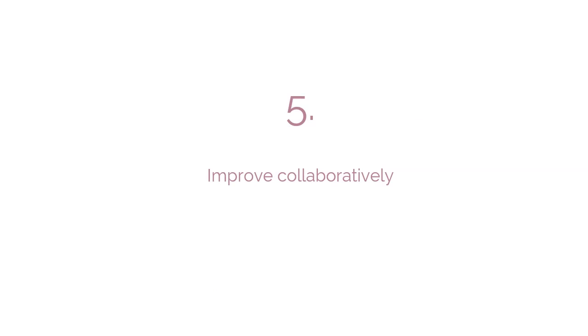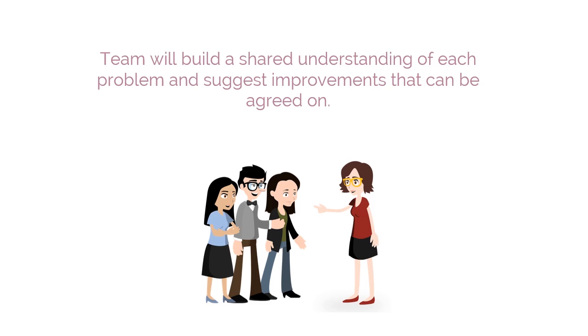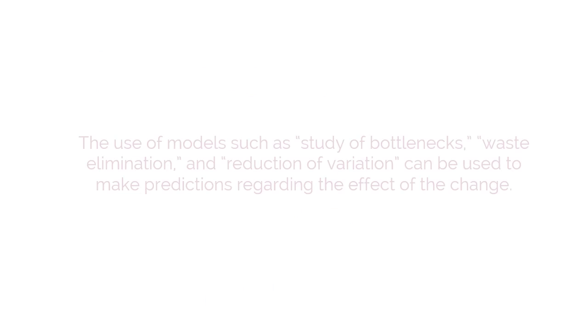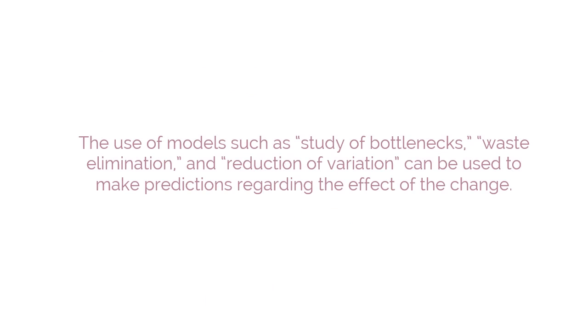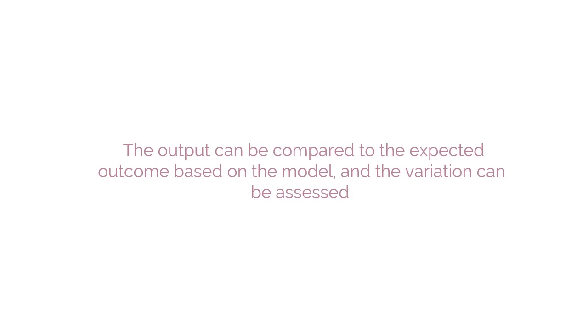The last principle is improve collaboratively. Based on the team's shared understanding of the theories regarding the work, the workflow, the process, and the risks involved, it becomes more likely that the team will build a shared understanding of each problem and suggest improvements that can be agreed on. The use of models such as study of bottlenecks, waste elimination, and reduction of variation can be used to make predictions regarding the effect of the change. The output can be compared to the expected outcome based on the model, and the variation can be assessed.